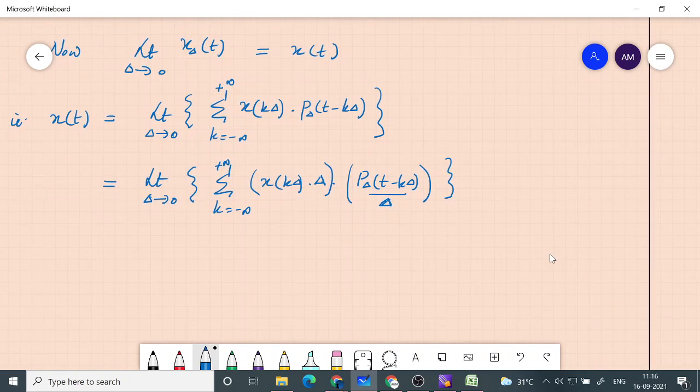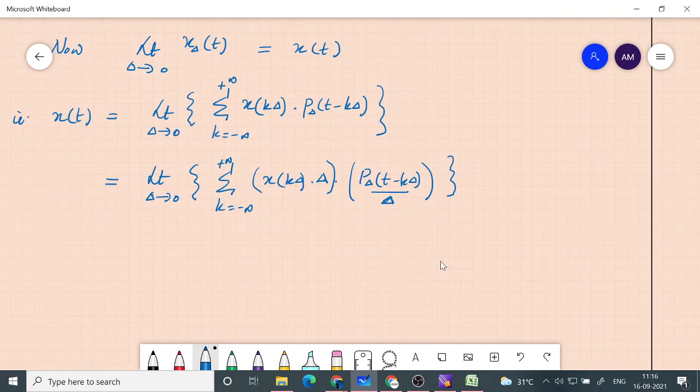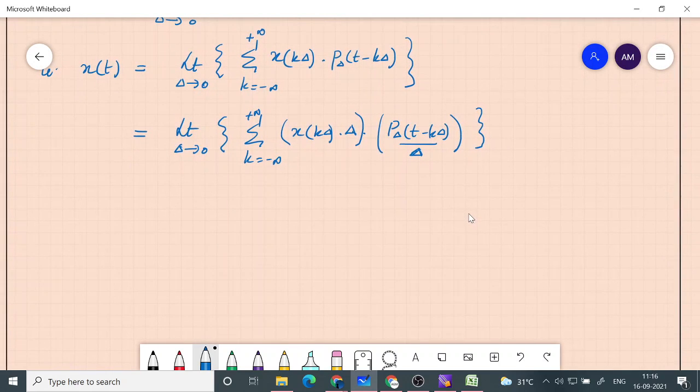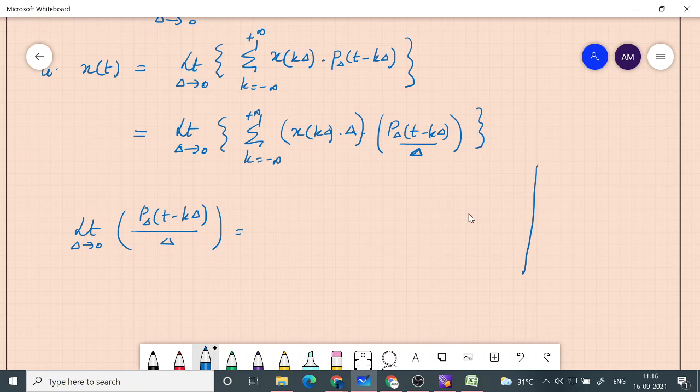Now if you look at the second term, this is a familiar term to you. Can you tell me what this is, in the limit? Limit delta tends to 0, p delta of t minus k delta divided by delta. What is this? Let me draw this. First let me draw p delta. So this is a width delta, and height is 1.